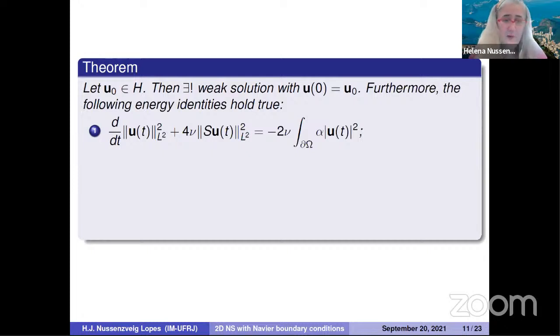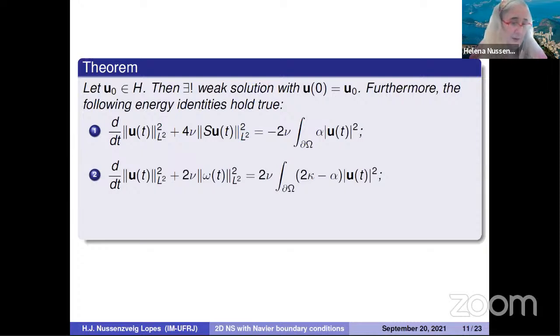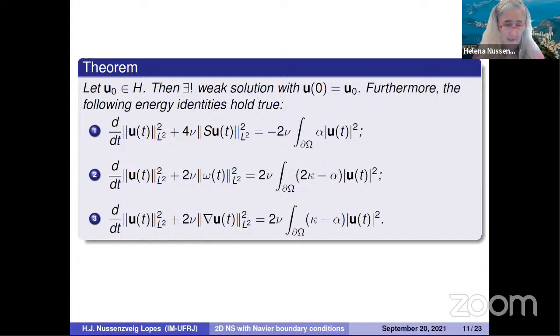So d/dt of the L2 norm squared of U, plus 4 times viscosity times the L2 norm squared of SU, is minus twice viscosity nu times the integral on the boundary of alpha U squared. Second, d/dt of the L2 norm squared of U, plus twice the L2 norm squared of the curl omega, is twice nu times the integral of 2 kappa minus alpha, U of t squared. So this is the norm of U of t squared, the Euclidean norm, integrated on the boundary. And third, d/dt of the L2 norm squared of U of t, plus 2 nu times the L2 norm squared of the gradient, is 2 nu times the integral of kappa minus alpha, U of t squared.